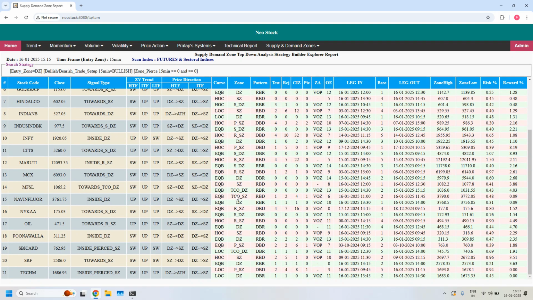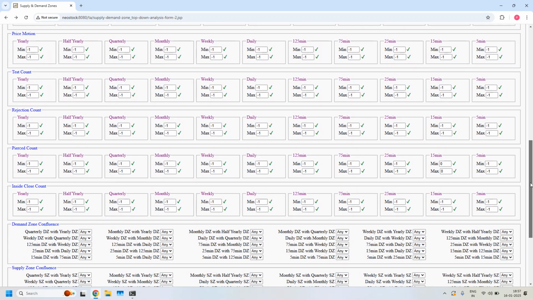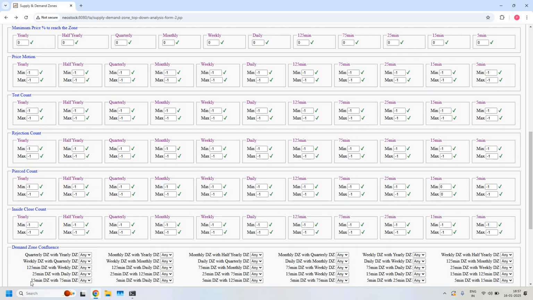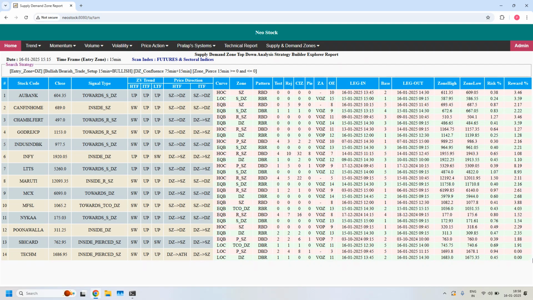Out of these 15 minutes demand zones, some are already having high probability based on high liquidity zones. We can also further add more probability to the zones based on the zone confluence. So first filter is LTF and ITF demand zone confluence. Let us filter the stocks from these 21 stocks. That is LTF, ITF here is 15 minutes and 75 minutes demand zone confluence. I am enabling the filter. With this filter, from 21 stocks it has come down to 14 stocks.